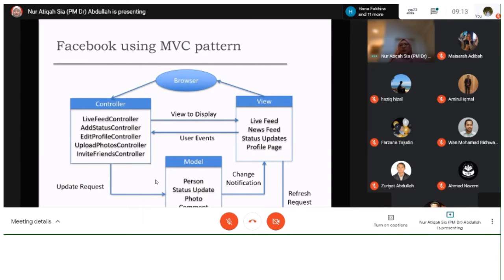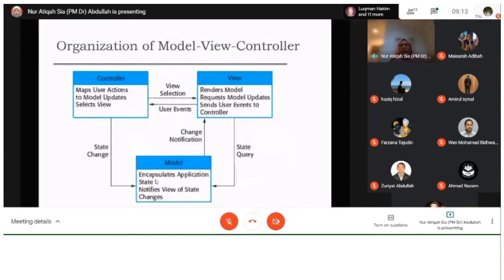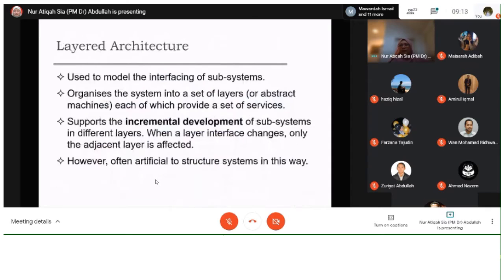Okay? Is that okay? Now you akan nampak pattern ni sama. Maksud ini akan gunakan MVC. So these are some examples.